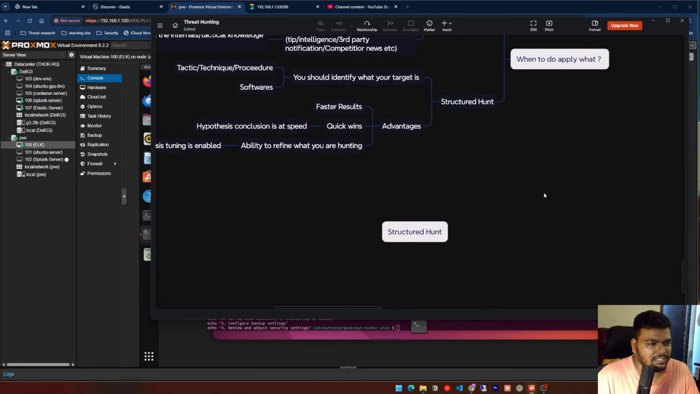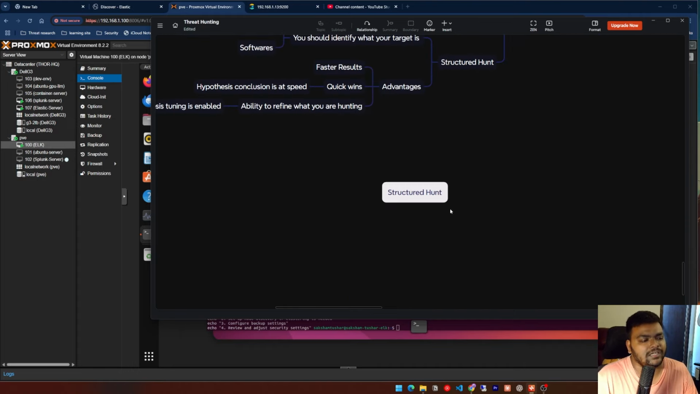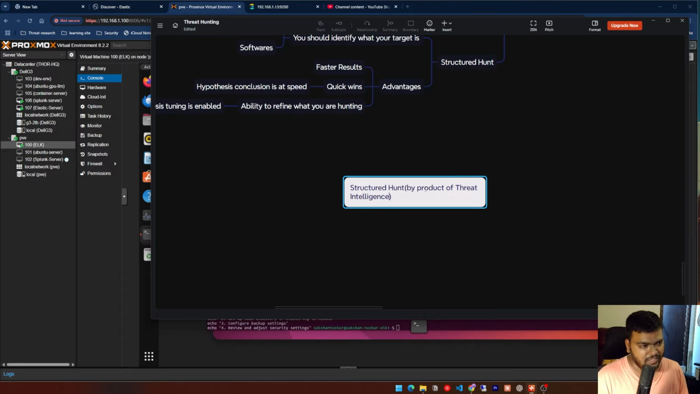A structured hunt can be done at multiple levels because your intelligence is what you need for a structured hunt, right? For example, a structured hunt is basically a byproduct of threat intelligence, right? So if you have good threat intelligence, you are doing a structured hunt. If you don't have a threat intel system in place, you are not doing a structured hunt.